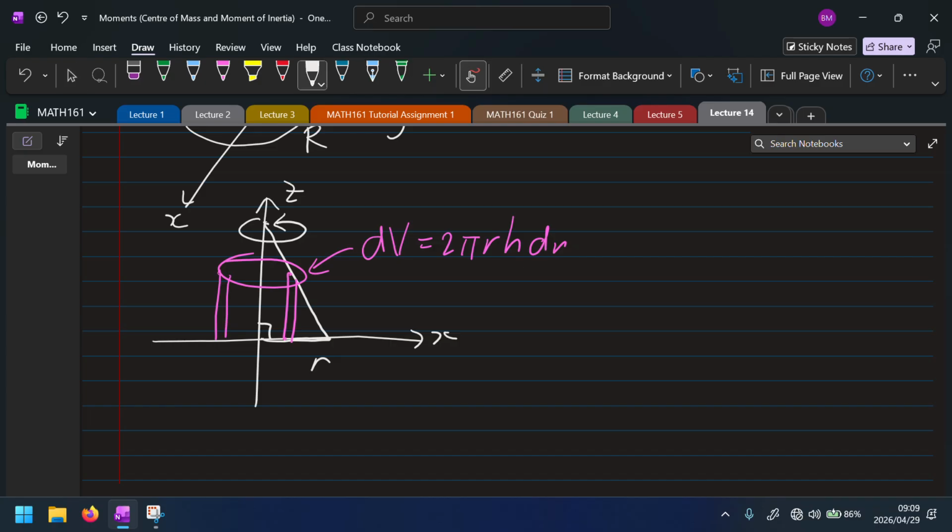It will be z equals something. Right, we did this calculation before when we did the volume of the cone. We need the height of the shell at that point. So we need the z value along that line. So what's the equation for that line? Okay, what's the gradient of that line?